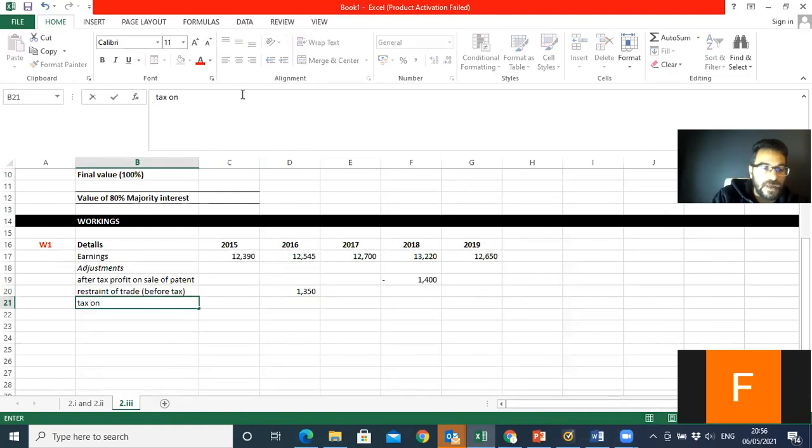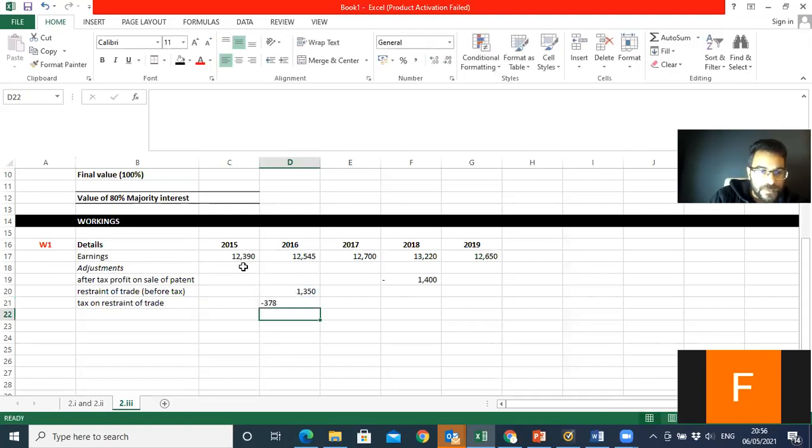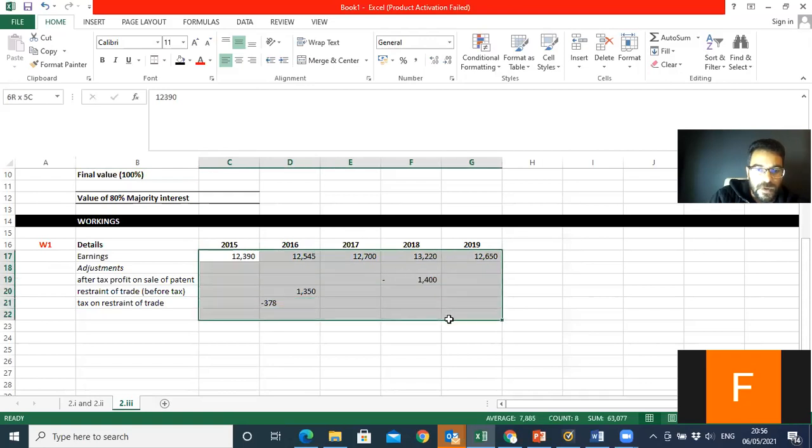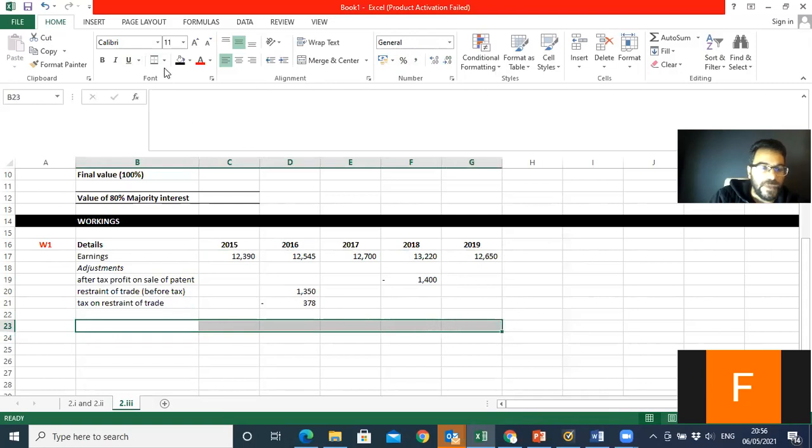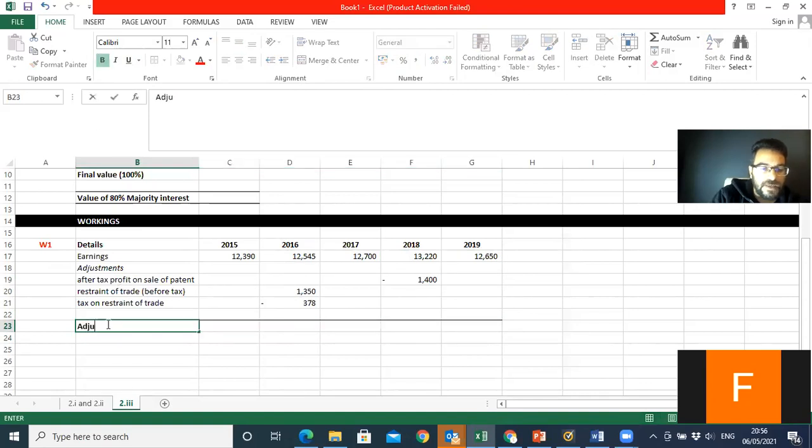So tax on restraint of trade, you just do the opposite of that. We can take the corporate tax rate of 28%. So there we go. I'm just going to leave a space, just in case there's another number we missed, but I don't see any numbers. So here we have adjusted earnings. When we get the adjusted earnings, we're going to add up.